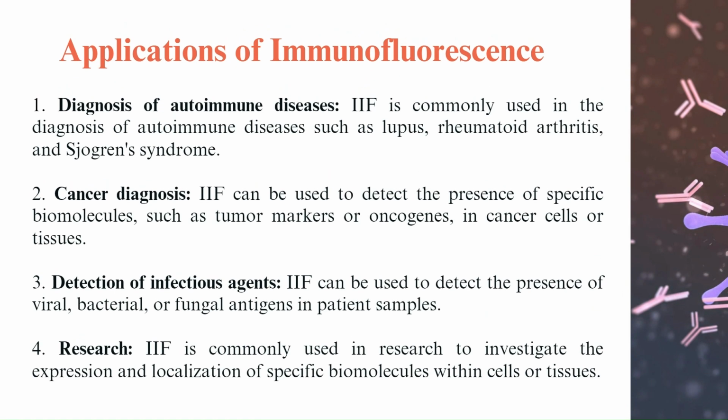Applications of immunofluorescence. Diagnosis of autoimmune diseases. IIF is commonly used in the diagnosis of autoimmune diseases such as lupus, rheumatoid arthritis, and Sjogren's syndrome. Cancer diagnosis. IIF can be used to detect the presence of specific biomolecules, such as tumor markers or oncogenes, in cancer cells or tissues. Detection of infectious agents. IIF can be used to detect the presence of viral, bacterial, or fungal antigens in patient samples. Research. IIF is commonly used in research to investigate the expression and localization of specific biomolecules within cells or tissues.